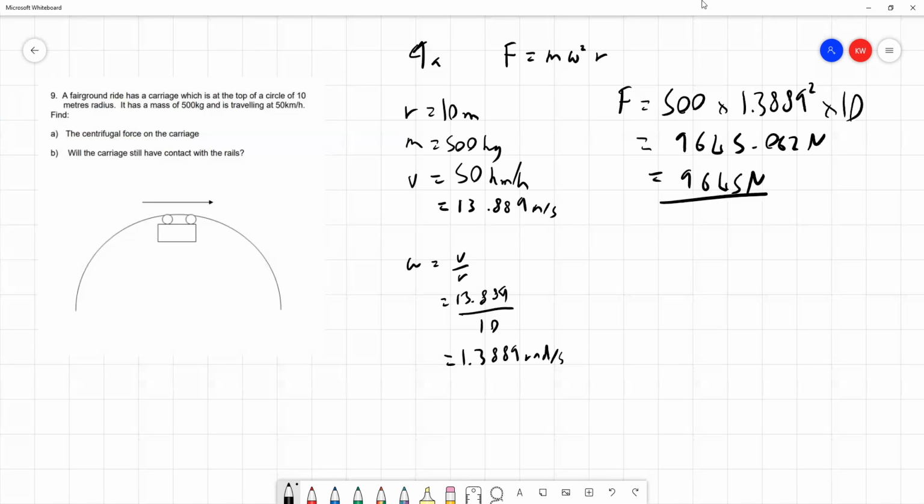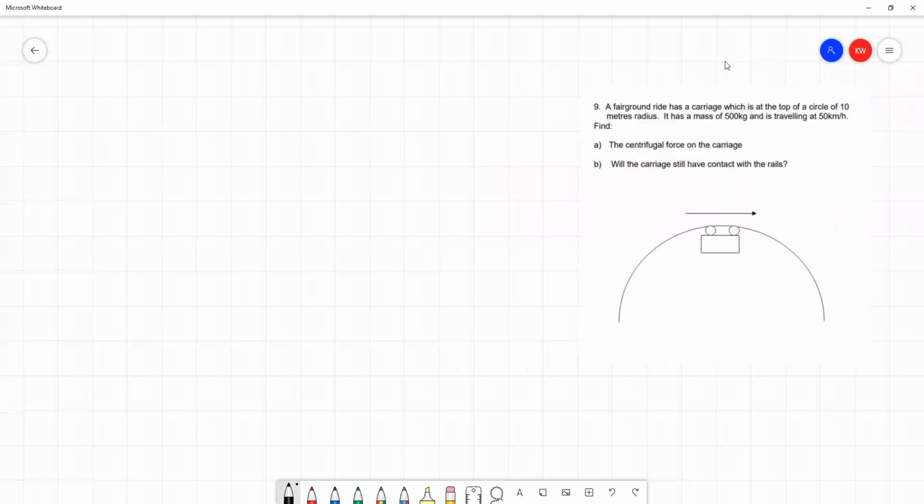Part B of the question asks us, will the carriage still have contact with the rails? So we'll go over the question on our screen here and look at part B. Now what that is saying to us is, what extra force acting down is there that could be making the carriage fall? And it's a force of weight. The weight is given by mass times the gravitational acceleration. That is 9.81 meters per second squared. And that is just a constant, applies anywhere on the Earth and with any calculation involving the force due to the weight of an object.